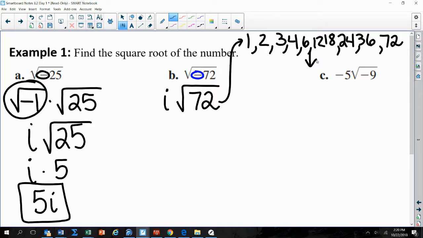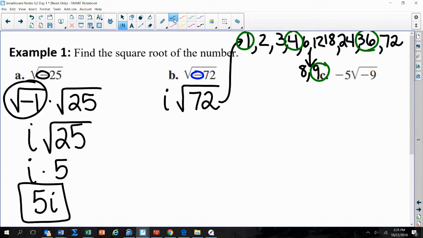8 and 9. Okay, so I ran out of room. So 8 and 9. Let's think about which of the factors of 72 are perfect squares. 1, 4, what else? 9, 36. Yep. Okay, so I identify all the perfect squares. I want to choose the largest perfect square that 72 is divisible by. So 36 would be the largest perfect square.